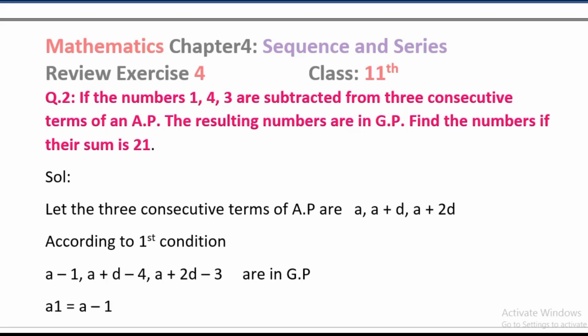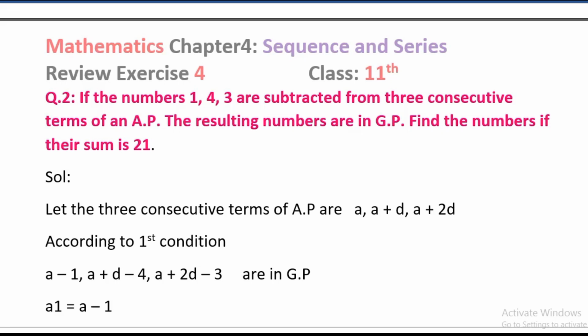In this lecture, I will solve review exercise unit number 4, question number 2. If the numbers 1, 4, 3 are subtracted from 3 consecutive terms of an arithmetic progression, the resulting numbers are in geometric progression. Find the numbers if their sum is 21.